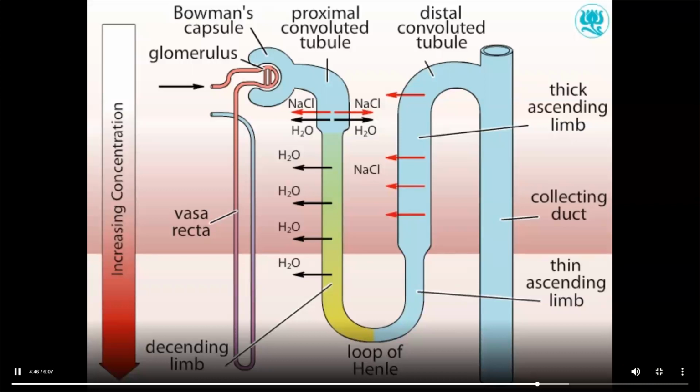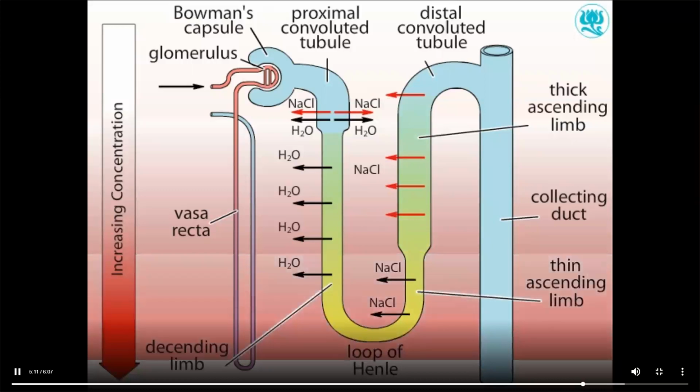Since the tubule fluid is more concentrated than the surrounding tissue, sodium and chloride ions diffuse out. The thick ascending limb continues to move sodium and chloride ions to the medulla by active transport. As a result of this process, the tubule fluid reaching the distal convoluted tubule is less concentrated than the blood plasma, and the solutes that have been left behind in the renal medulla have created a concentration gradient in the surrounding tissue fluid.